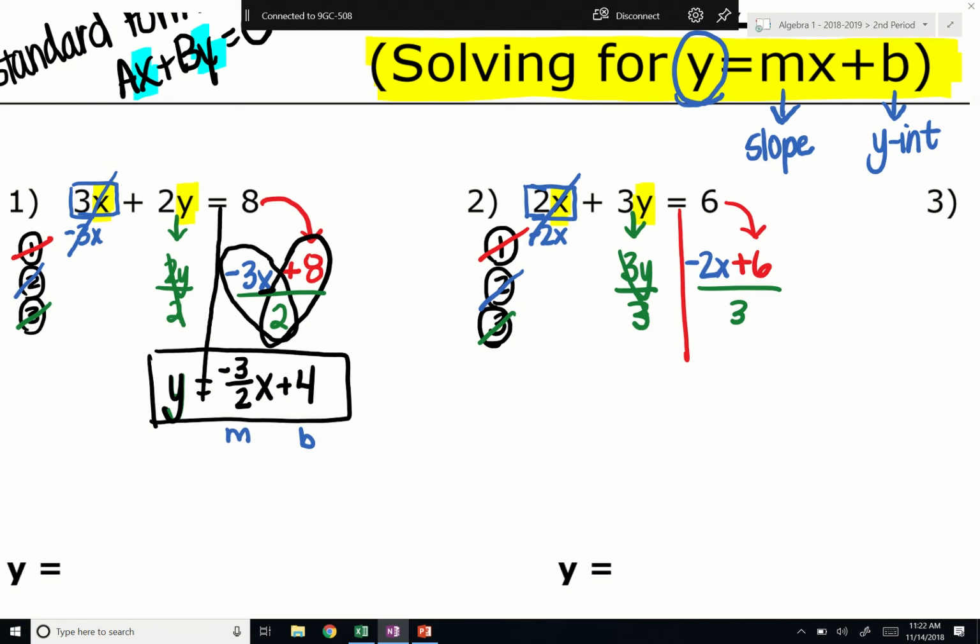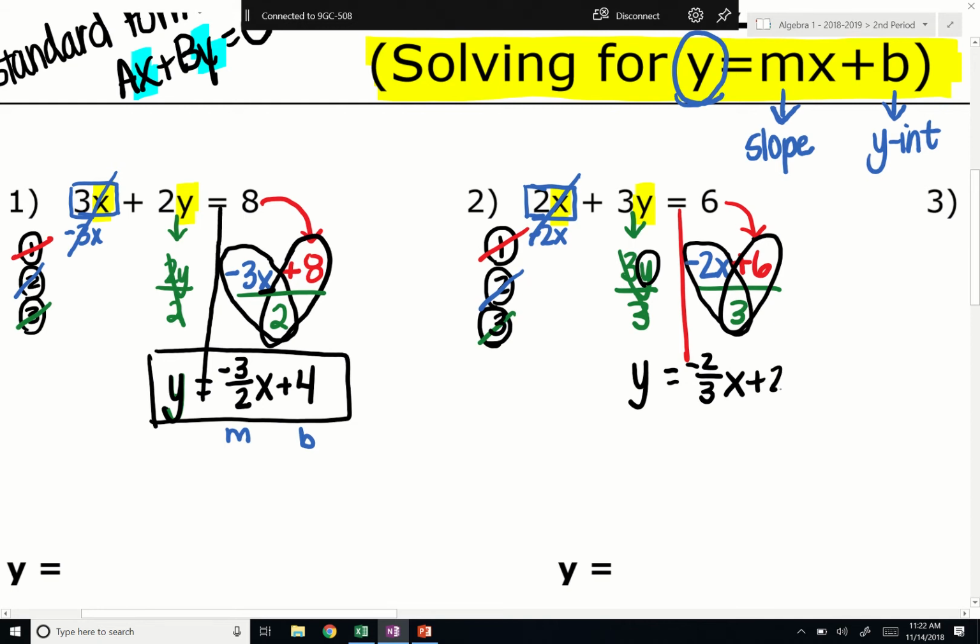Okay, so what is left on the left side? What letter? Just plain old y. And then what do I have to not forget? Don't break my heart. What's negative 2 divided by 3? Math enter. Good job. X is going to tag along. Don't forget to let them. What about 6 divided by 3? Positive 2.